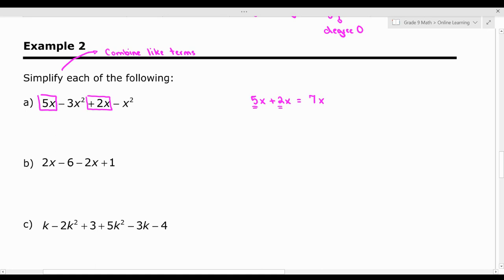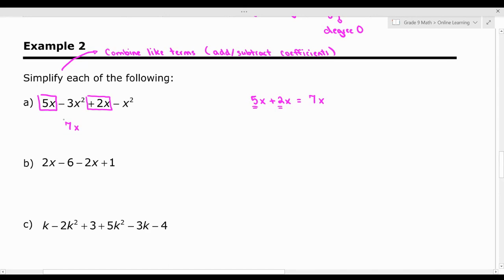So maybe I'll make a note of that. So when you combine like terms, up here, you're going to add or subtract the coefficients. So remember, coefficients are the numbers in front of the variable. Okay, so my 5x plus 2x becomes 7x.